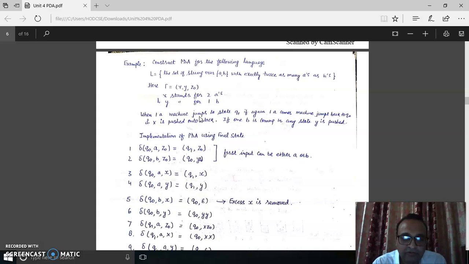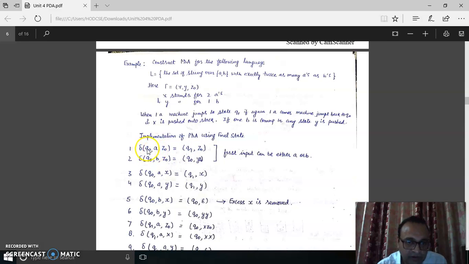So here we have to make its logic, and the logic is that for each 2 A's, we will push 1 X on the stack, and for 1 B, we will push 1 Y on the stack, and vice versa for cancelling, for popping the element. Let us see how we are writing the transitions. First of all, I am showing you the transitions.